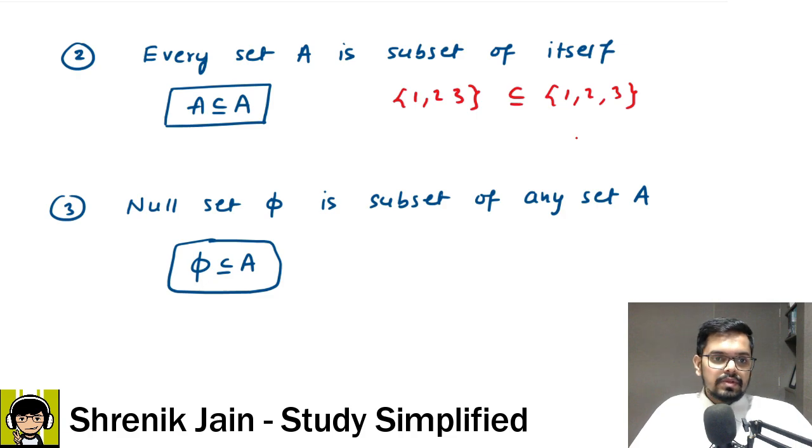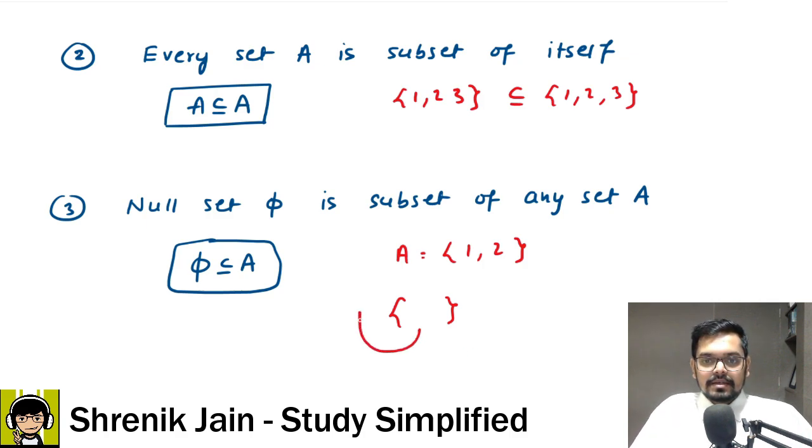Okay. Coming to the third point, the null set, which is phi, is a subset of any set. Suppose I have a set A which is {1, 2}. If I ask you how you made it, first you kept the empty brackets and then you entered the elements 1, 2. So you started with the empty bracket and then you put in the elements. Therefore, this empty bracket, which is nothing but the null set, is a subset of A. Okay, remember that. Phi, which is nothing but empty brackets. So empty brackets are always a subset of any set. This is what I have written here. Understood? That was your third key point.